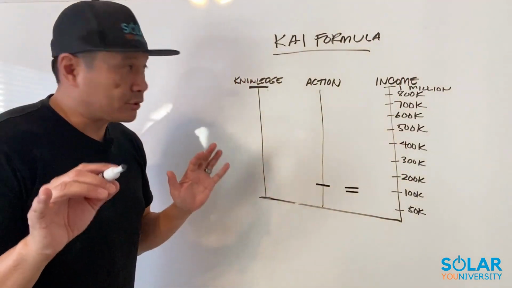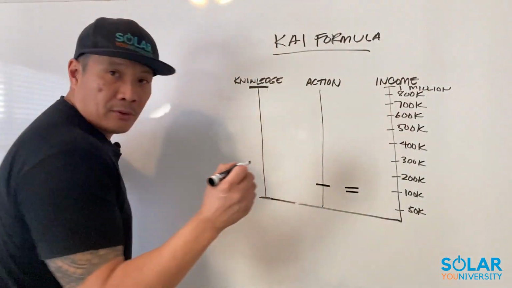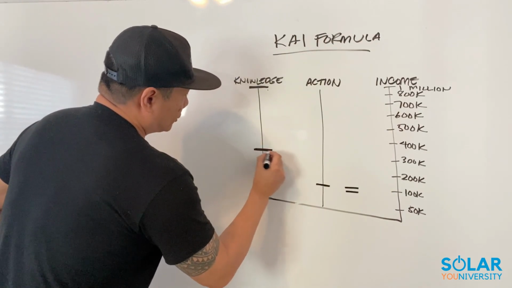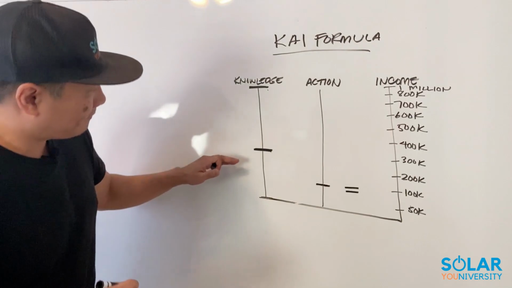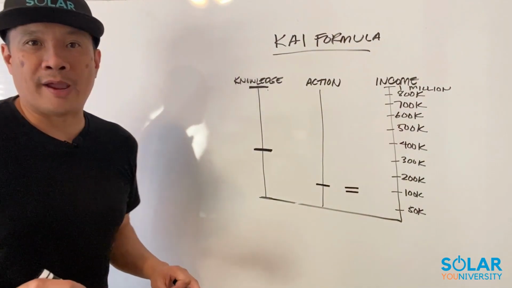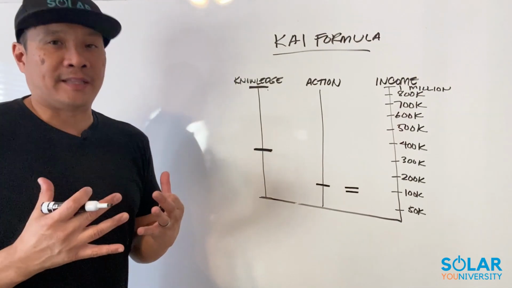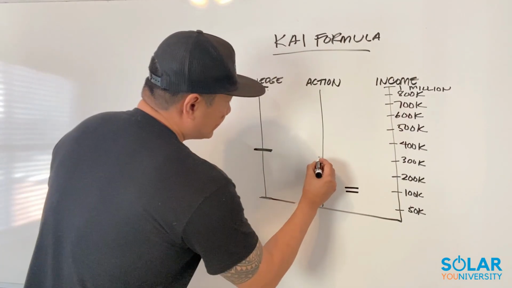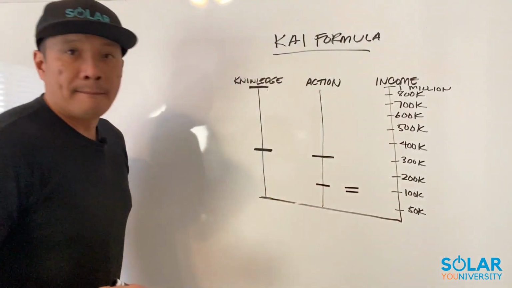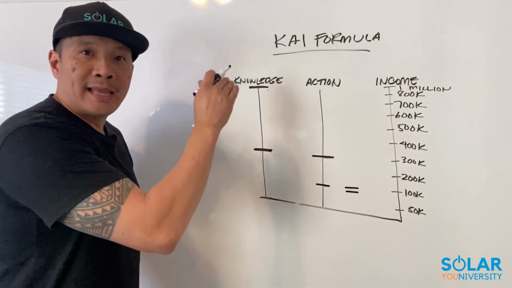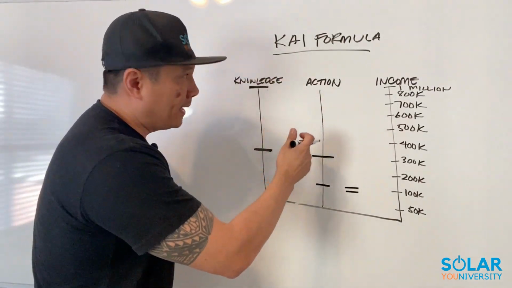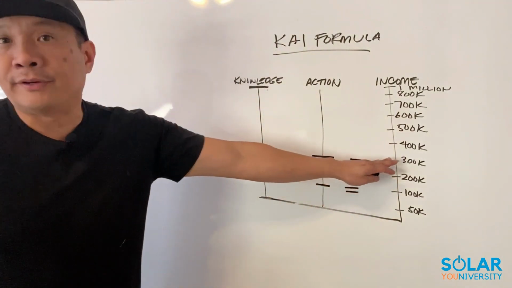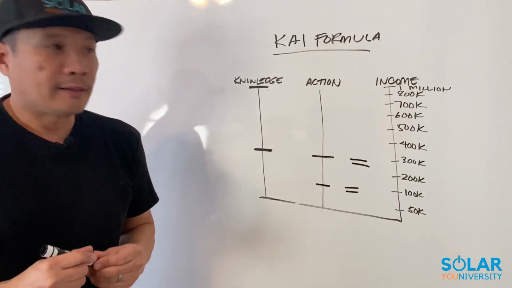So let's show you another example. Say, for example, that you have this much amount of knowledge, right? That much. You're maybe almost halfway as far as knowing everything in solar, right? You know a lot of information, and you also take massive action based on that information. And knowing that the amount of knowledge that I implement has a direct correlation with my income, now you're making, for example, $300,000. Can you see this?